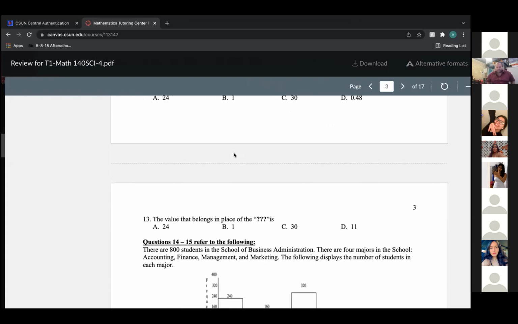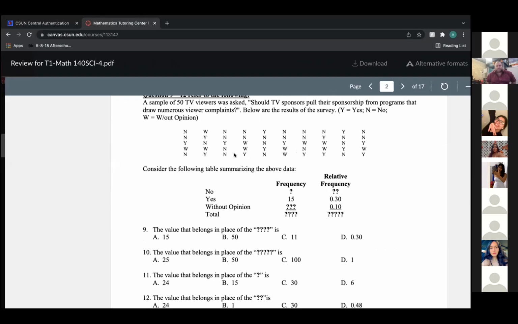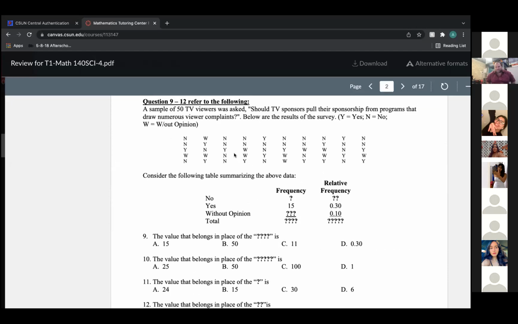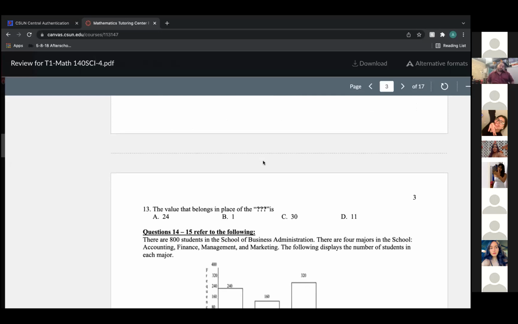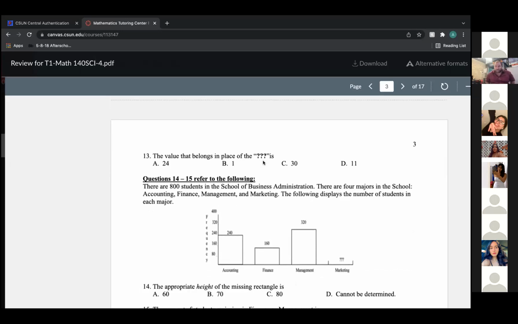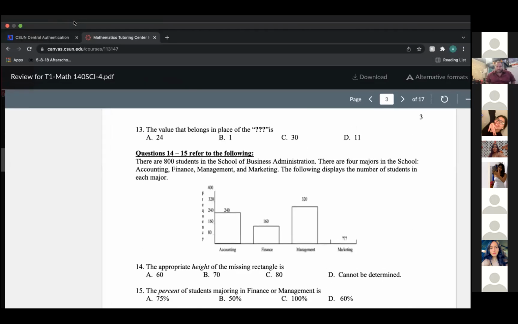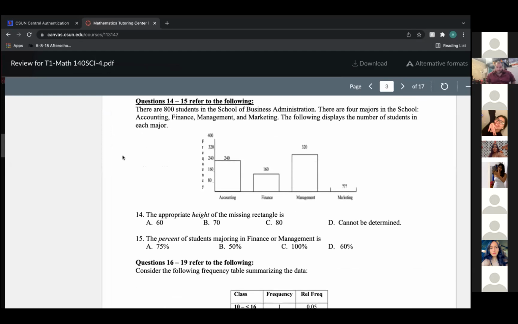I think number 13, the value that belongs in place of the triple question mark. So let's go back up so I can see it, please. The triple question mark. Well, we already know that the first one is 24 and the bottom is 50. So 24 plus 15 is 39. That leaves 11 for the triple question mark. Or you can, of course, go to the data itself and count, and you should get 11 there too. Right? All good? Everyone else, all good? Hey, it's like my own class.